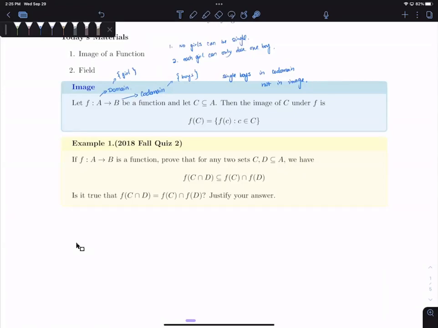Okay, is anyone still confused about image and codomain? Does this make sense? Again, it's a terrible example. I am sorry about this, but I just want you to make sure you understand.